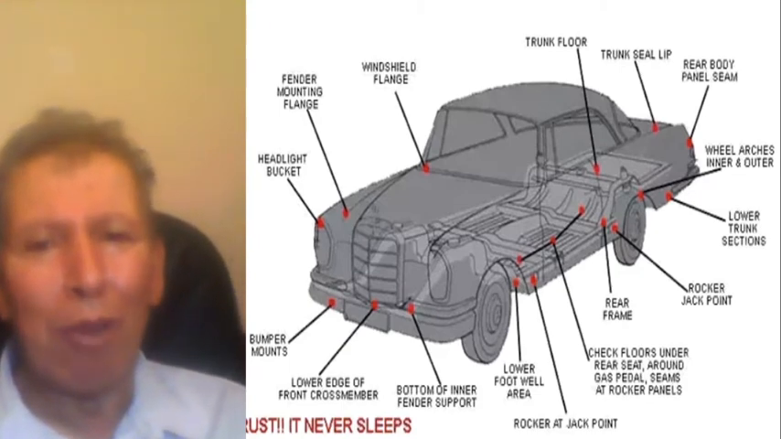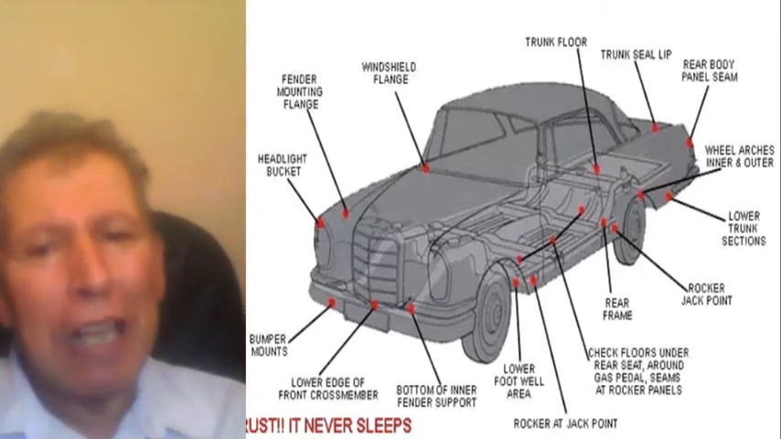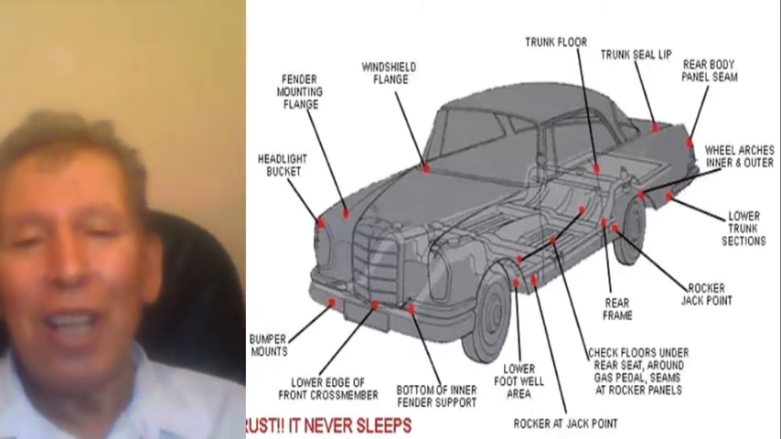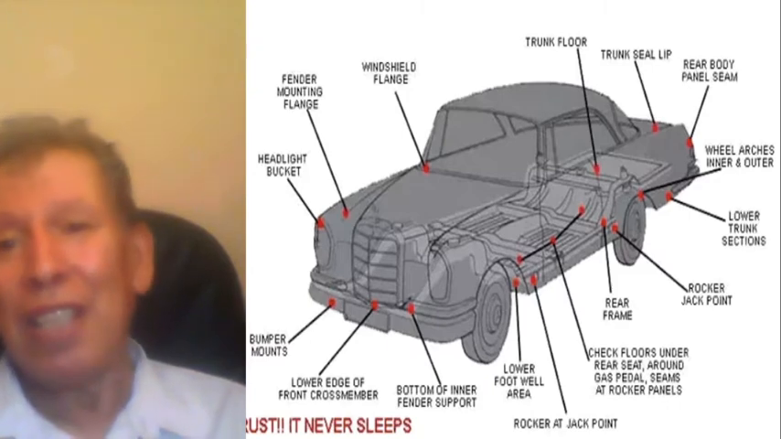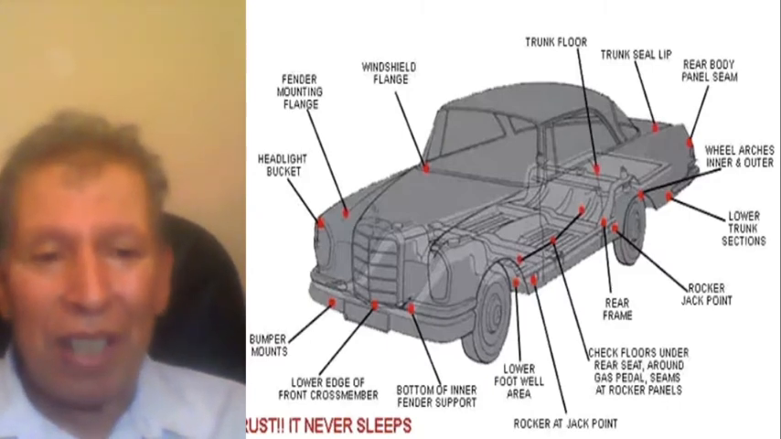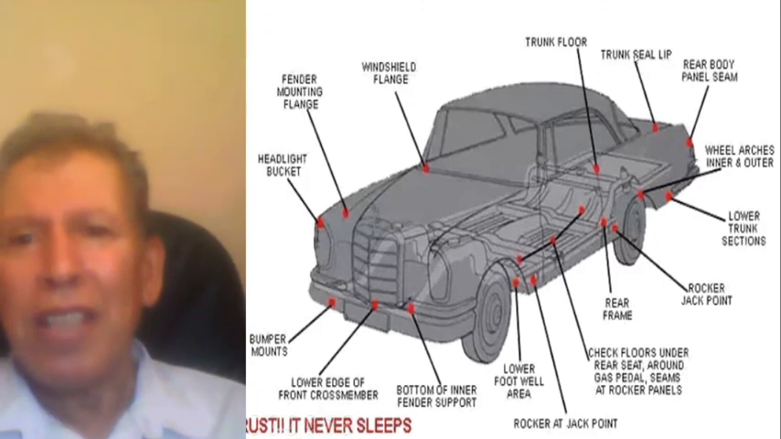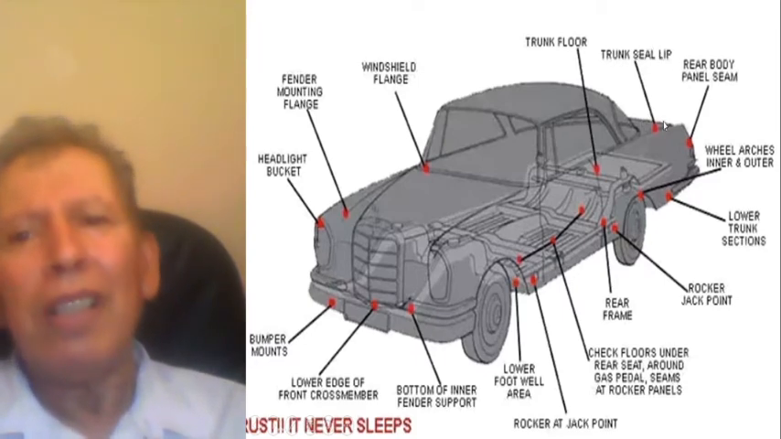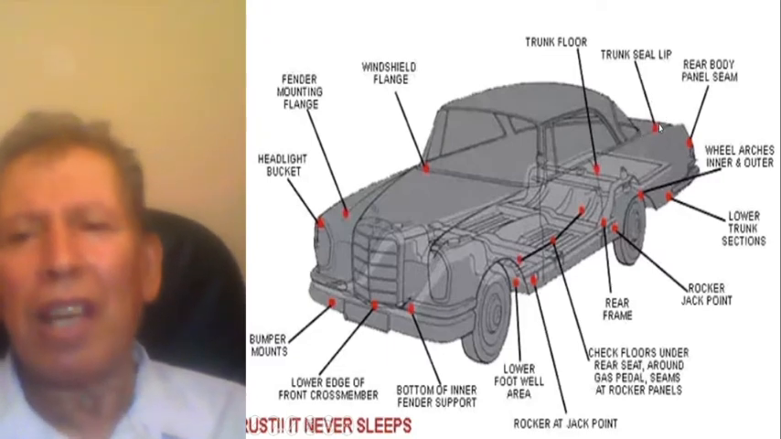There is even a club here in Morocco of people who like old cars. But when you want to buy a second-hand car, you should look at certain points to see if there is any rusting or any damage. Trunk seal lip. The trunk is the rear boot of the car, and the seal is the gasket that closes it.